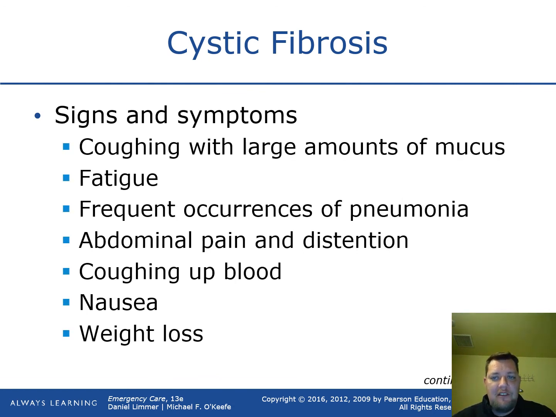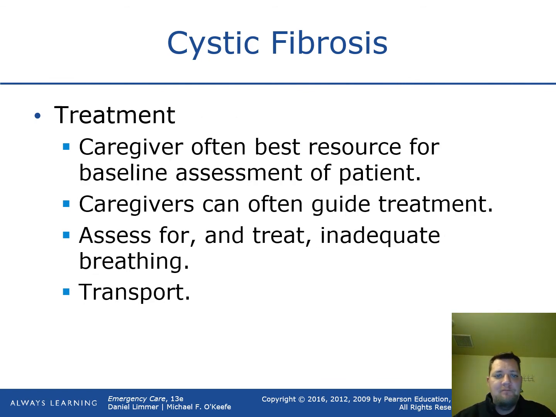Signs and symptoms: coughing with large amounts of mucus, fatigue, frequent occurrences of pneumonia, abdominal pain and distension, coughing up blood, nausea, weight loss. So the caregiver is often the best resource for baseline assessment of the patient. Caregivers can often guide treatment, and they assess for and treat inadequate breathing. Okay. And then transport. Of course, place them on oxygen, give them as much oxygen as they can handle, and ventilate your patient if necessary.